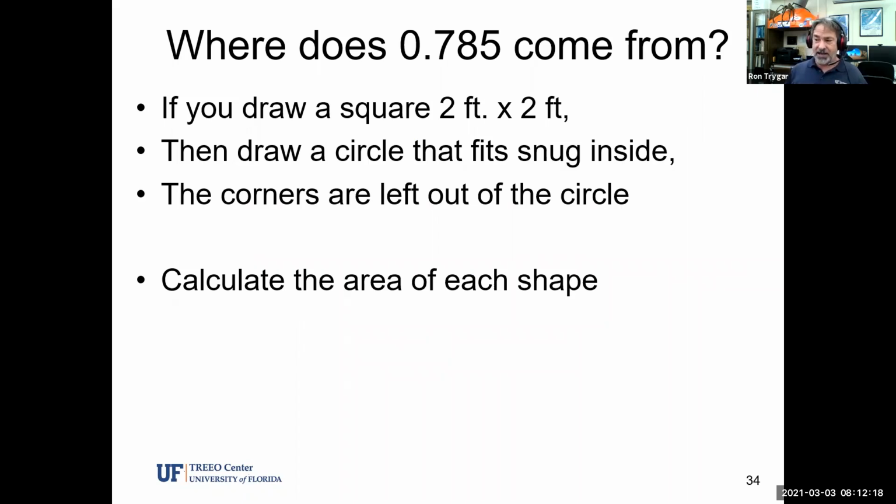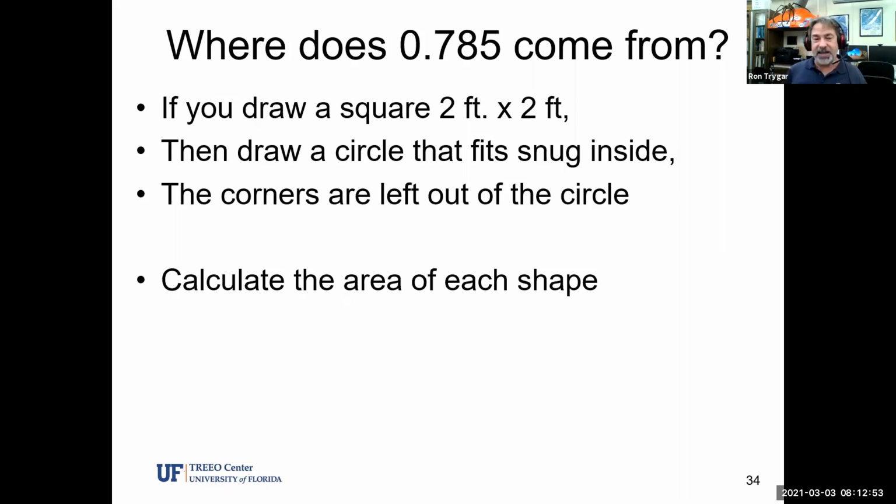If you were to draw a square shape, which is coming up on my next slide, imagine a square shape that was 2 feet across by 2 feet in height, or width as 2 feet and length as 2 feet, however you want to word that. So we have a 2 foot by 2 foot square. If we were to draw a circle directly inside that square, so it takes up, from edge to edge, the circle would fit inside, but the edges of the square would not be inside of that circle. They would be left out.